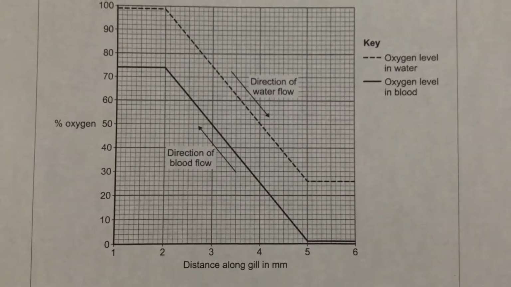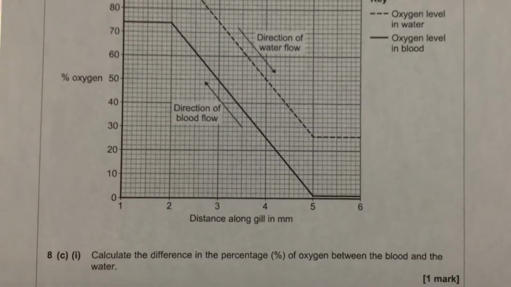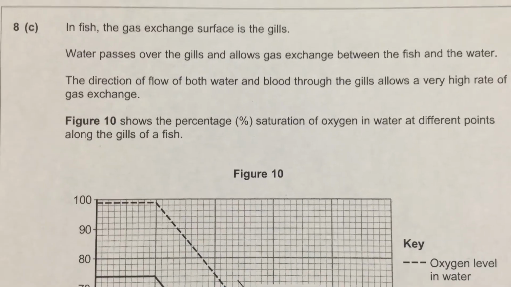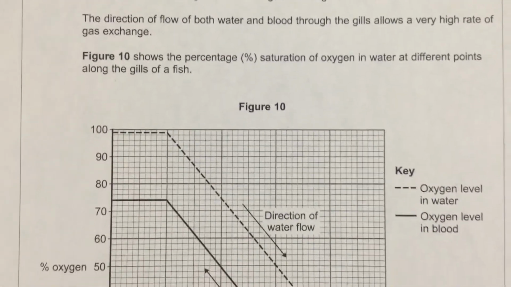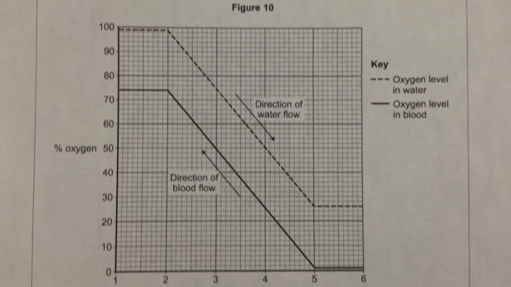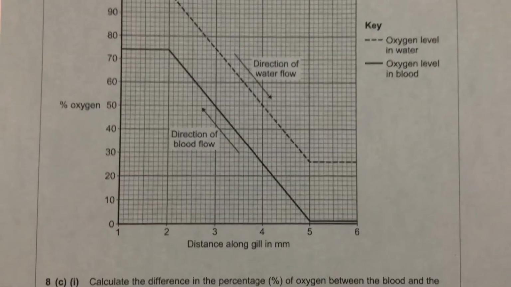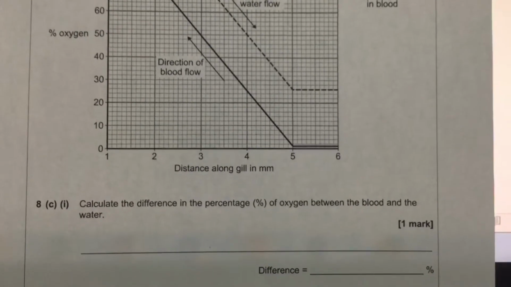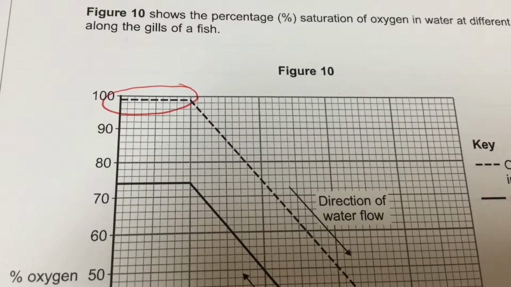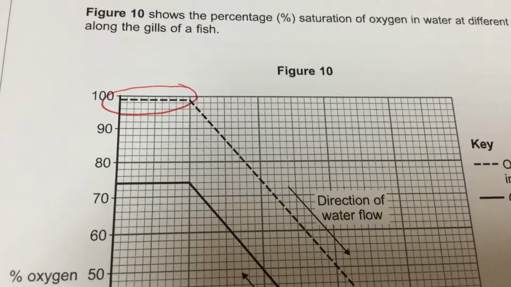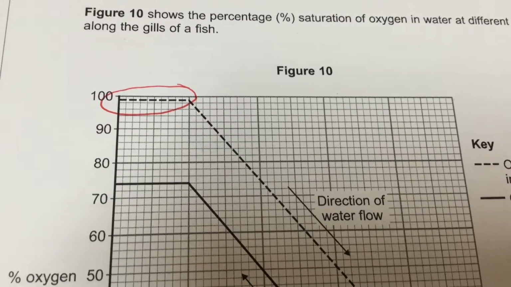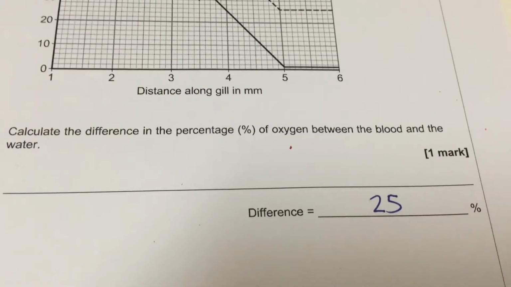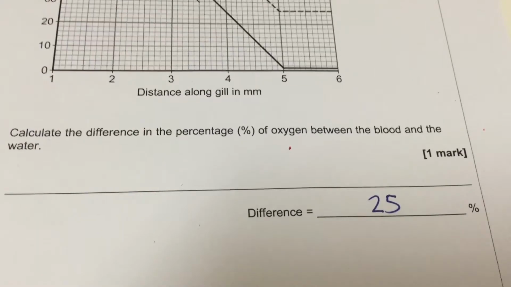The next question includes a graph, and it's a graph like you might not have seen before. I say that because I haven't seen it before. I've even used this graph when I've been teaching my A-level students because it's so good to explain the concept of the counter-current system. Let's just read through the question quickly and then I'll explain why I like it so much. In fish, the gas exchange surface is the gills. Water passes over the gills and allows gas exchange between the fish and the water. The direction of flow of both water and blood through the gills allows a very high rate of gas exchange. Figure 10 shows the percentage saturation of oxygen in water at different points along the gills of a fish.